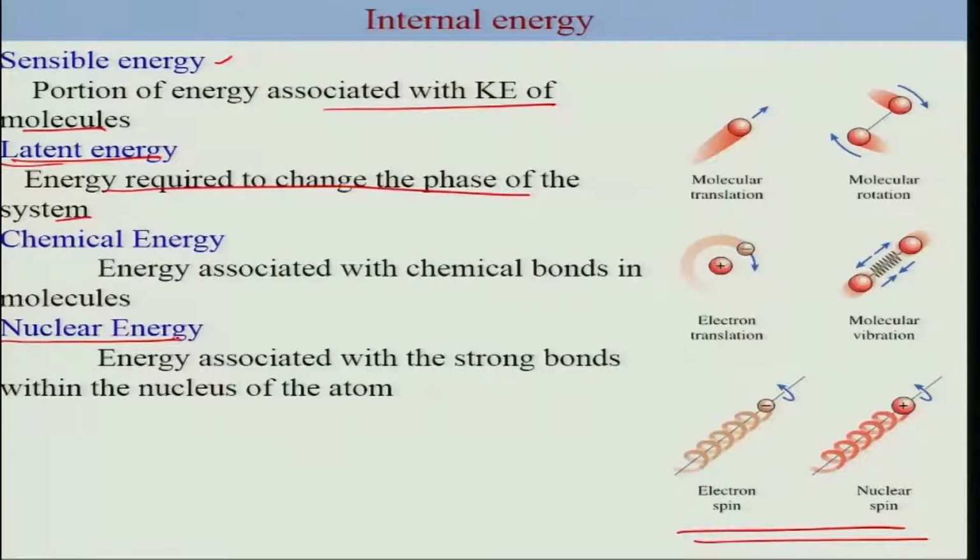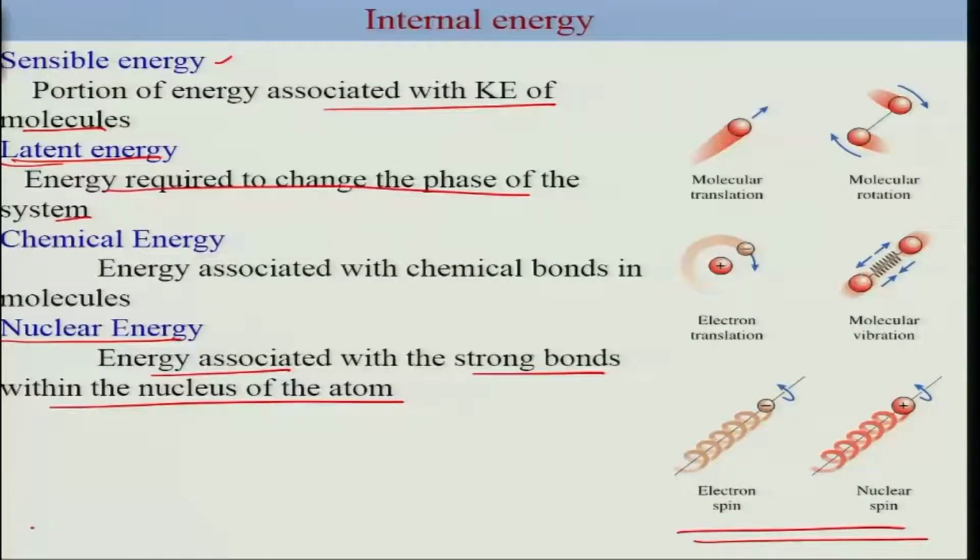And then you have nuclear energy, where the energy is associated with the strong bonds within the nucleus of the atom, and this is an extremely large amount of energy. In this analysis, we are not going to consider nuclear energy, but these are all part of your internal energy. Typically, thermal energy would be sensible energy plus latent energy. So when we talk about thermal energy, it is the sensible energy, associated with the movement of the molecules, plus any phase change. And internal energy would be the sum of all the energies we have listed.